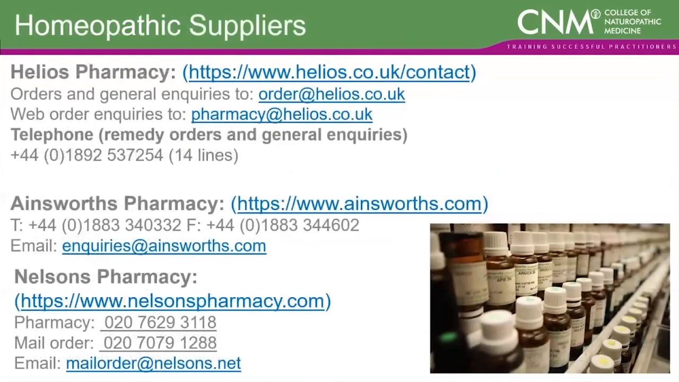There's a variety of homeopathic pharmacies, particularly in the UK. We've got Helios Pharmacy, Ainsworth Pharmacy, Nelson's Pharmacy. But as I've said, there are a lot of 30C potencies which are readily available in places like Boots, Holland and Barrett, on Amazon, and then of course in other countries like the US. Boiron is a great homeopathic supplier. So there's lots of possibilities.